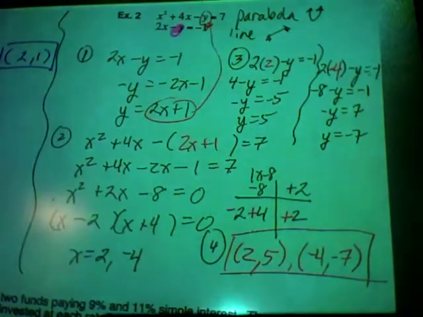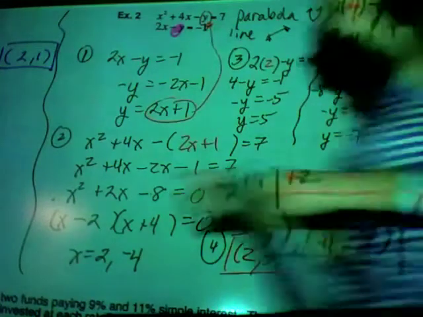All right, so let's look at the word problem below. This time we have a total of $12,000 invested in two funds. One fund pays 9% and the other is 11% simple interest, and the yearly interest is $1,180.